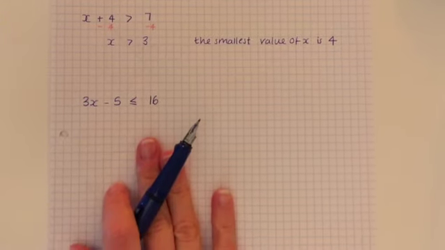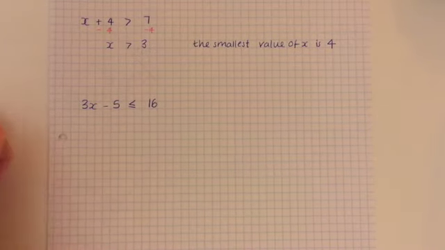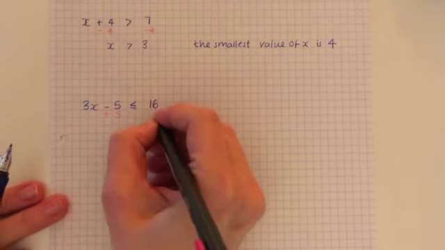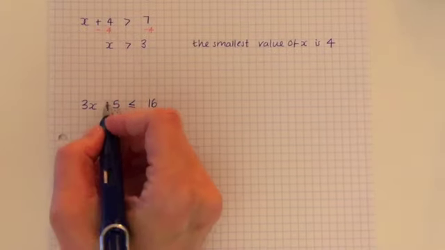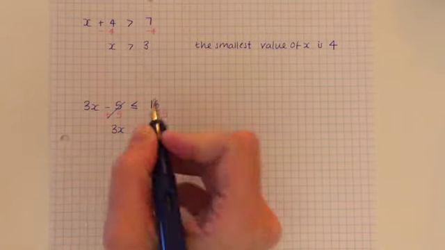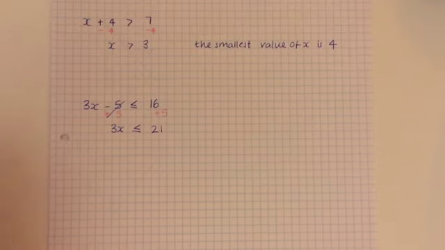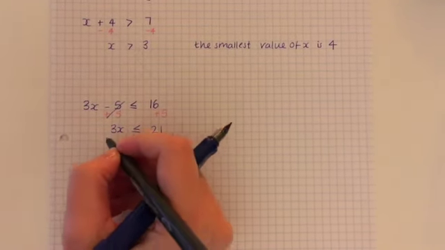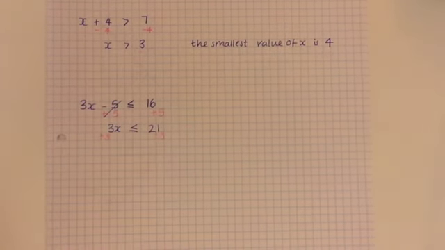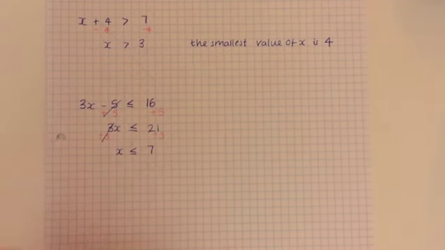So let's have a look at the next one. We would work this out the way that we've done the other one. This is a two-step equation. First of all, we need to get rid of this take away 5, so we add 5 to each side. What we're left with here, this part disappears, so we're left with 3x, and that's less than or equal to 21. Then to get the x on its own, we divide each side by 3, because if you remember, 3x means 3 times x. The 3s disappear there, so x is less than or equal to 7.